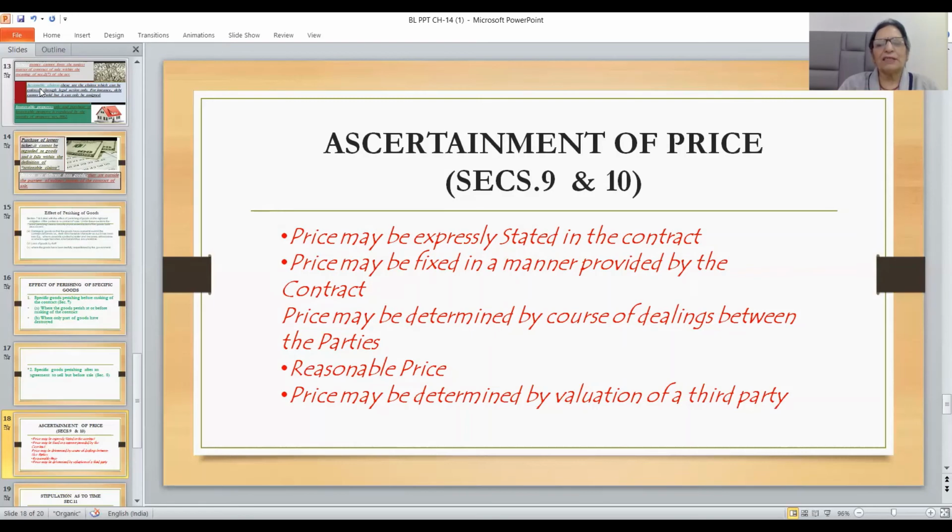Whatever is a reasonable price. By reasonable price, we mean the market price on the date of delivery of goods. That price the buyer will have to pay to the seller. Then price may be determined by valuation of a third party. Whatever value is given by the third party, that price the buyer has to pay to the seller. So the third party will decide the price, and that price the buyer will have to pay to the seller because it is acceptable to both the parties. So friends, these are the various modes of ascertainment of price.